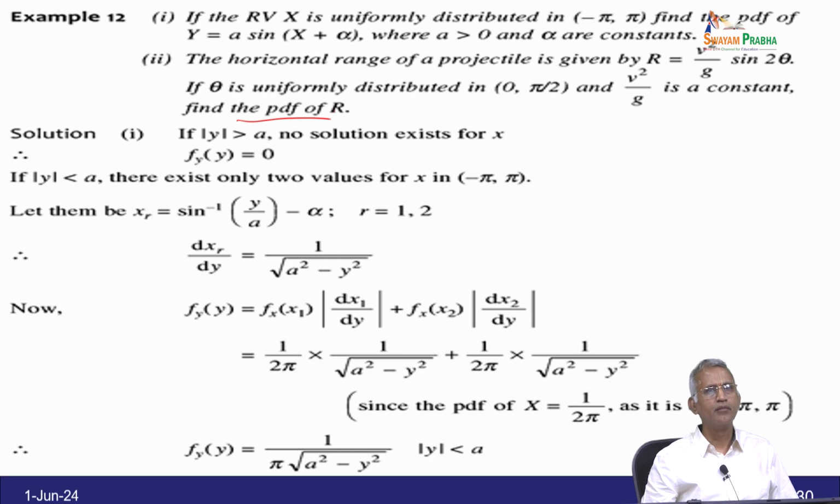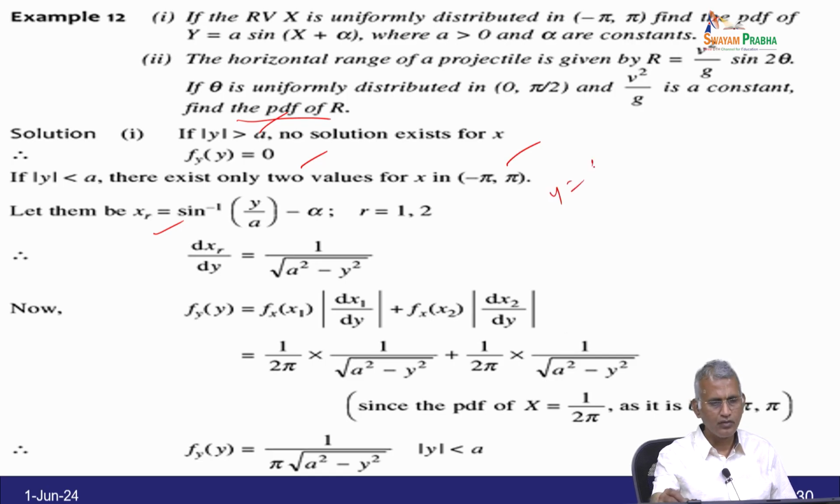The solution is, if mod y is greater than a, no solution exists, therefore fY of y equals 0. If mod y is less than a, there exist two values of x in (−π, π). Therefore, x_r equals sine inverse of (y by a) minus alpha, where r equals 1, 2. Differentiate with respect to y: the derivative of sine inverse of (y by a) is 1 by root of 1 minus (y by a) the whole square, into the derivative of y by a with respect to y, which is 1.